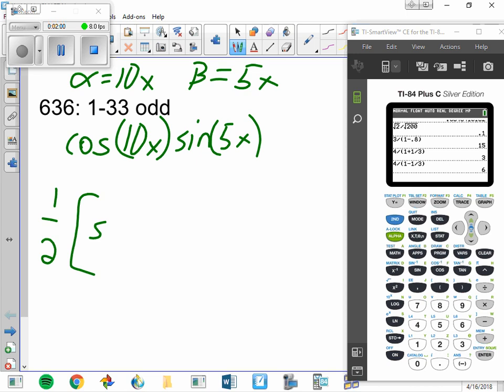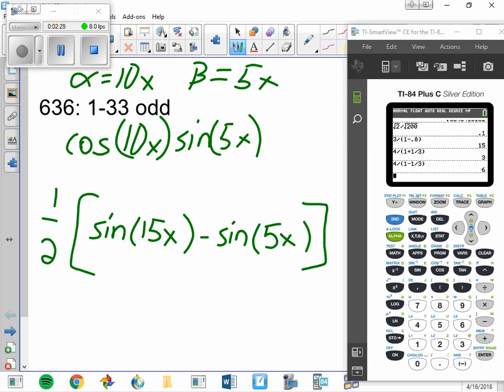So the formula says 1/2, and it puts brackets because there are a lot of parentheses throughout that whole formula. The sine of alpha plus beta, which would be 15x, and then minus the sine of alpha minus beta, which is going to be 5x, and that is the sum. Does that make sense? I think we're just converting.